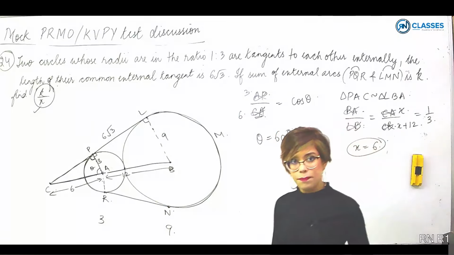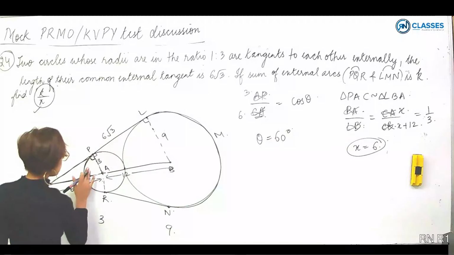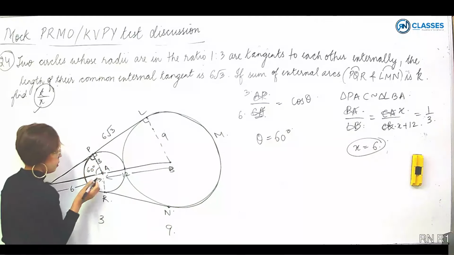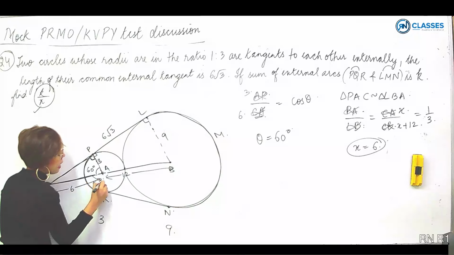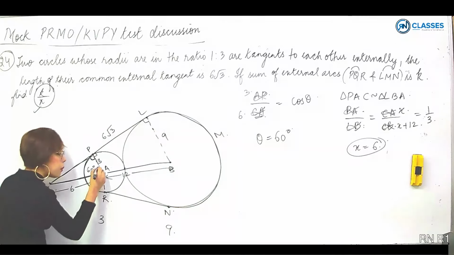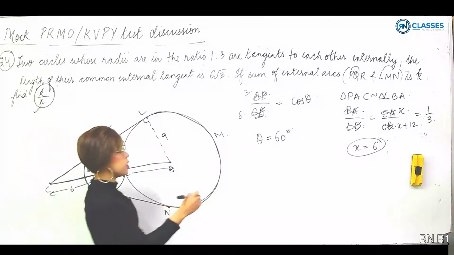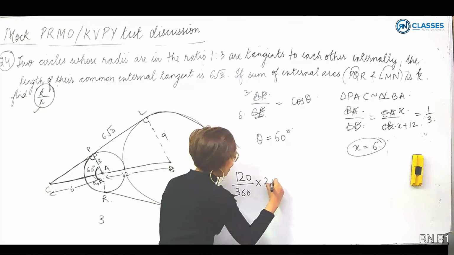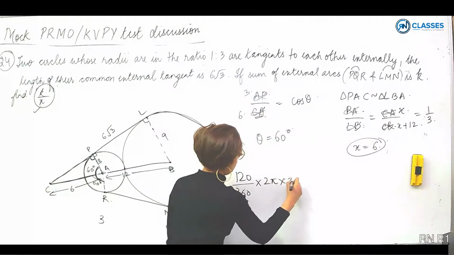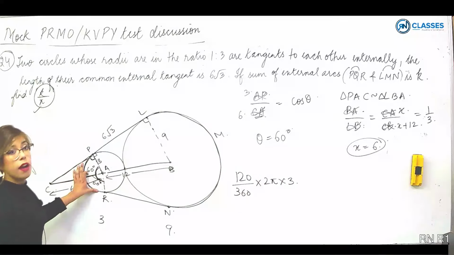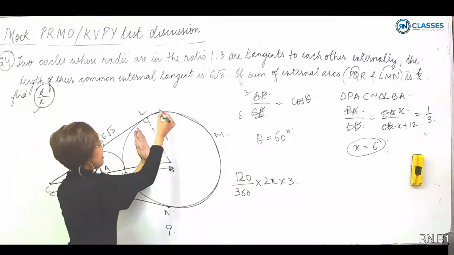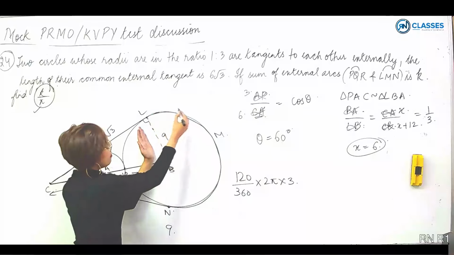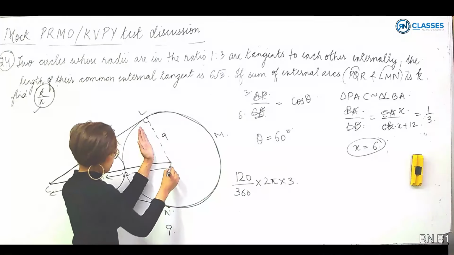Right? Now this angle is 60 degrees. The other angle will also be 60 degrees. That means the entire angle will be 120 degrees. So the length of the arc is 120 by 360 into 2 pi radius, which is 3. Right, this arc. Now I need to find this arc length also. So that means the angle subtended by this arc length at the center.